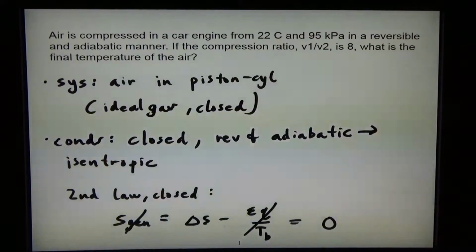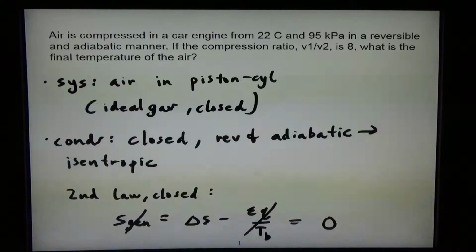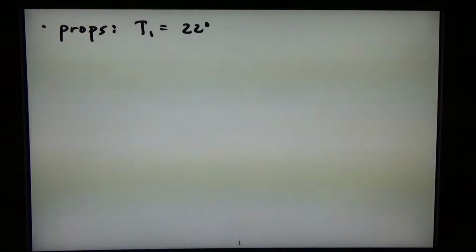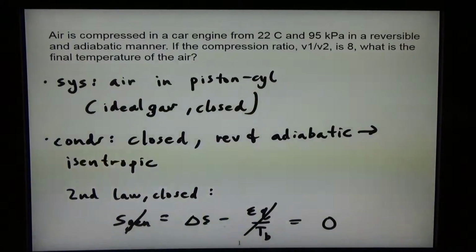For the properties, at the inlet, or at the beginning state, we have a temperature of 22 Celsius and a pressure of 95 kilopascal. For air, we need to go ahead and convert into Kelvin. We'll do that in the calculator. And the only other thing we know is the ratio of V1 to V2 is 8.